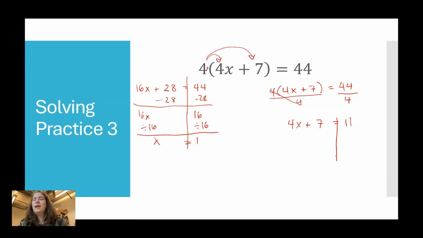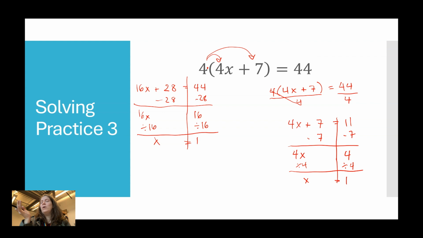Over on this side, we want to undo that plus 7, so we're going to subtract 7. We've got 4x here and 4. And we need to get rid of that times 4, so we're going to divide by 4. And we get x equals 1. So either way works because that 4 was multiplied by everything in the problem.